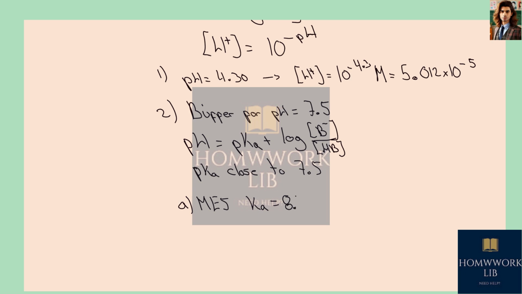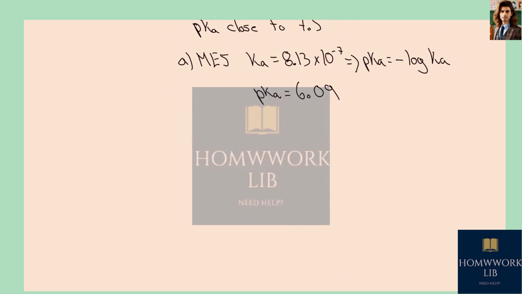that tells you that it has a Ka of 8.13 times 10 to the minus 7. This implies that pKa, remember this is minus logarithm of Ka, is going to be 6.09. Now we need to do the calculation for all of the possible options that we have. The second one is PIPES with Ka of 1.74 times 10 to the minus 7, which gives us a pKa of 6.76. We are starting to get closer.